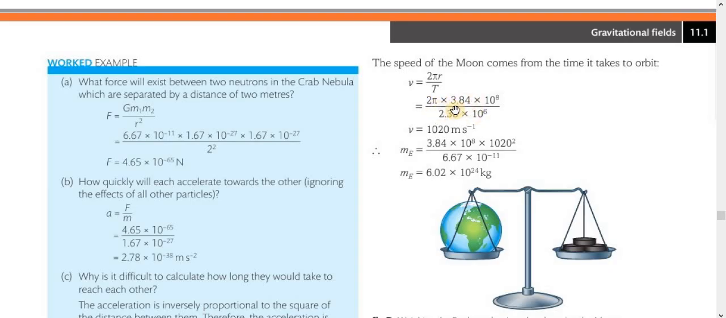But when we use capital T, it means the time for one complete orbit. Okay, so we have 2 pi r. In this case, the speed of the moon comes from the time it takes to orbit. So we are finding the orbital speed of the moon. For that we will need the radius of orbit of the moon. That is the distance from the center of the earth to the center of the moon, r. And then T is the time taken for the moon to complete one orbit around the earth.